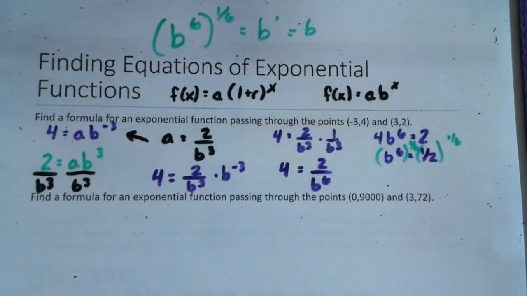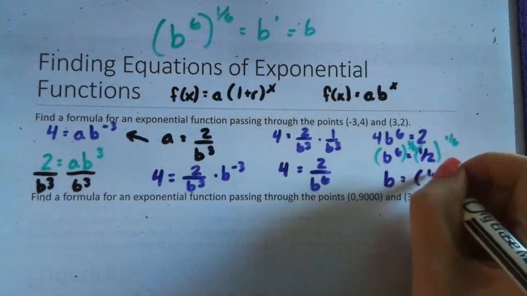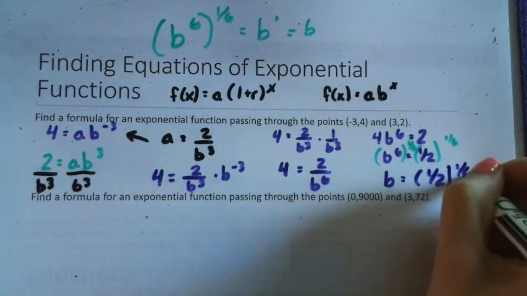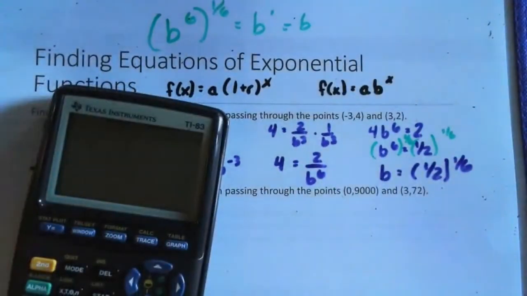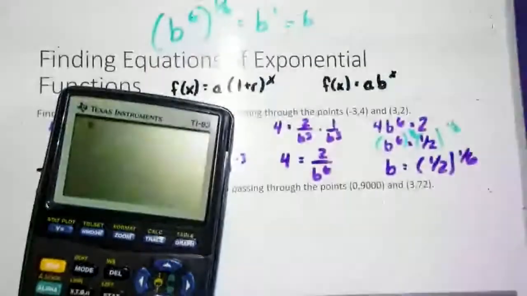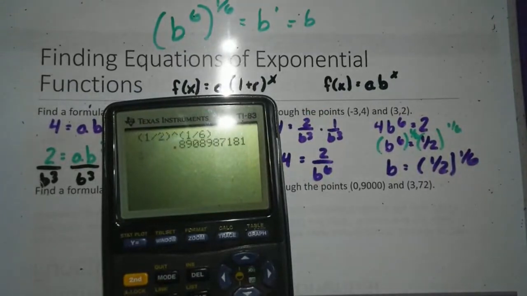It's not pretty, but I have an expression for b. b = (1/2)^(1/6). I can figure out what that is on my calculator. Let's see what it looks like. 1/2 raised to the 1/6 power is about 0.8908987181. That's not very pretty. I'm going to leave it as (1/2)^(1/6), and we'll take it to a decimal later if we need to.